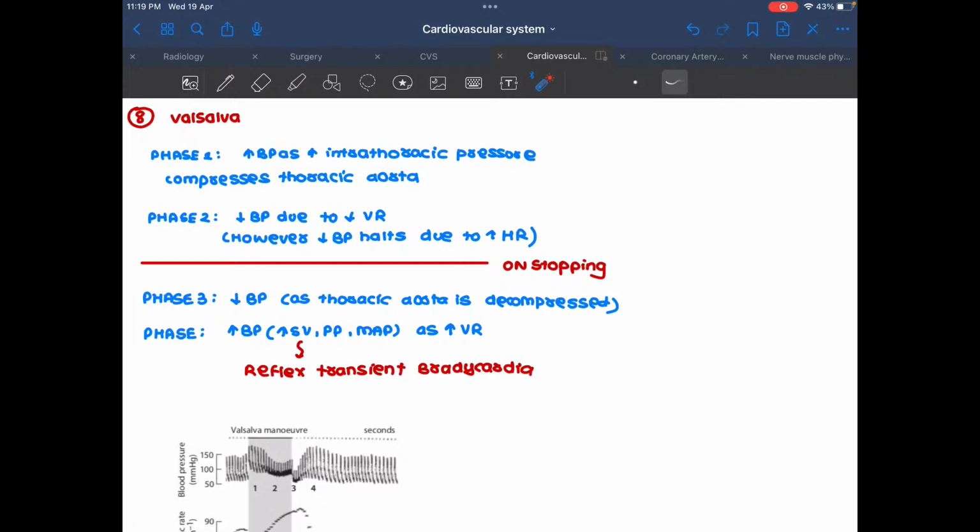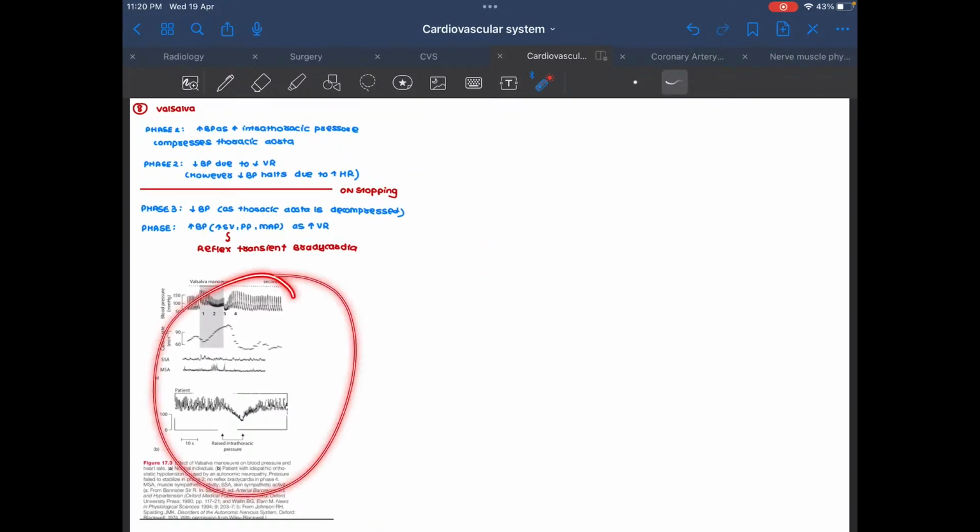So some people in clinics, in advanced clinics, I would say, use this mechanism, these Valsalva fluctuations, as a marker of your baroreceptor activity and your autonomic nervous system's intactness. Meaning if after Valsalva you get a reflex transient bradycardia, you don't suffer from autonomic neuropathy. Okay? Just remember the 4 phases, and I have depicted this as well.